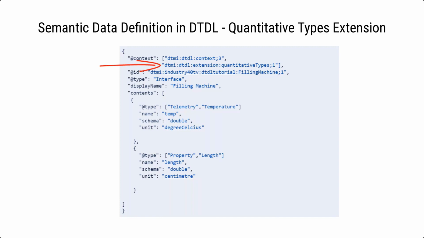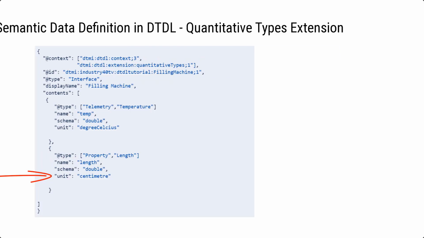First, we added the quantitative types context specifier, and then for type of the temp element, we have used an array that includes telemetry as type of the element and temperature to indicate a temperature semantic type. We then included an additional field called unit with degrees Celsius as the value. Similarly, length is used to indicate the length semantic type, and centimeter is used for the units.